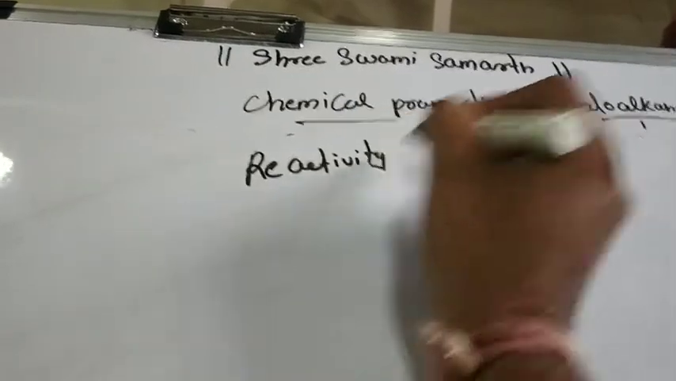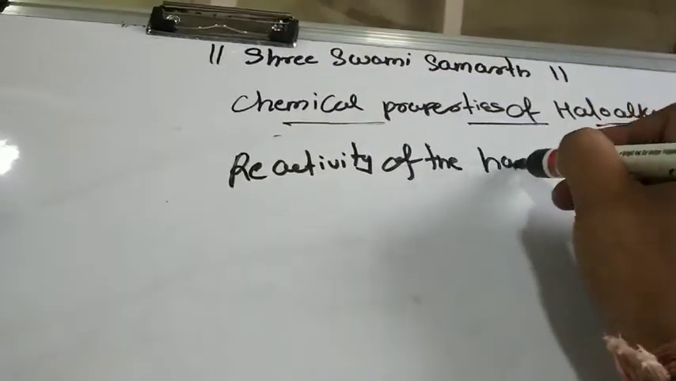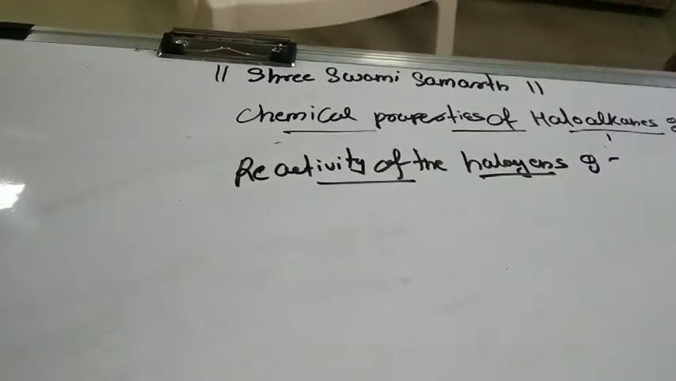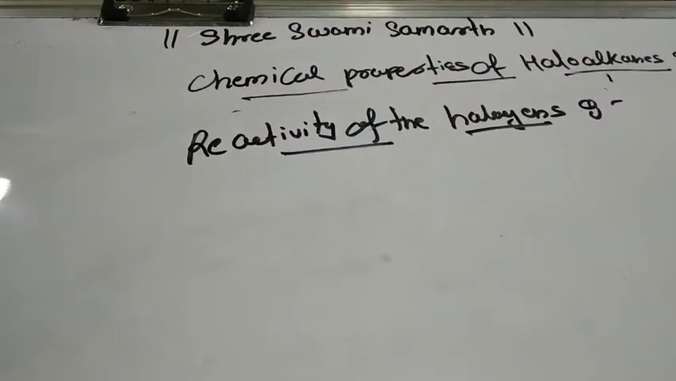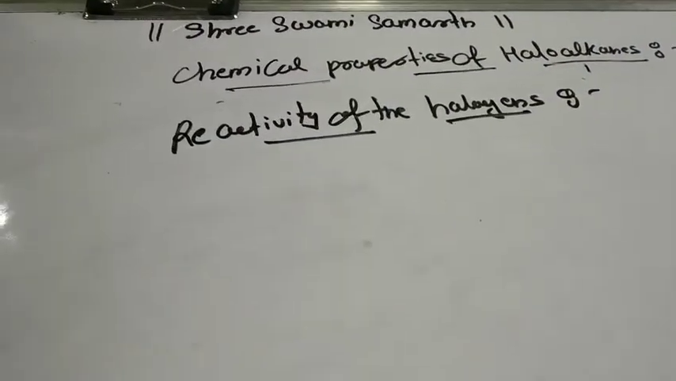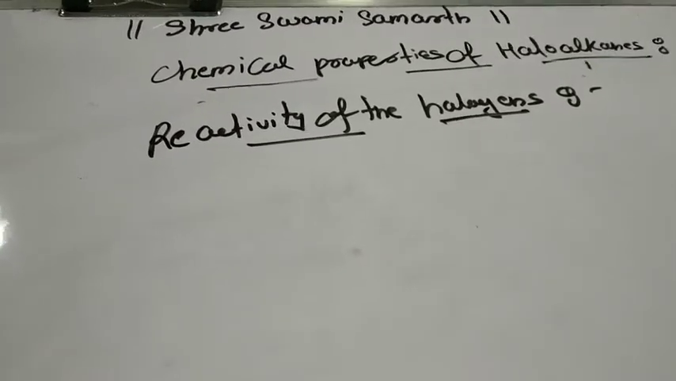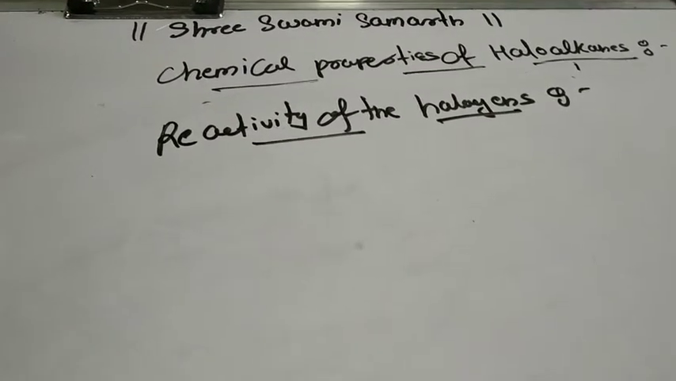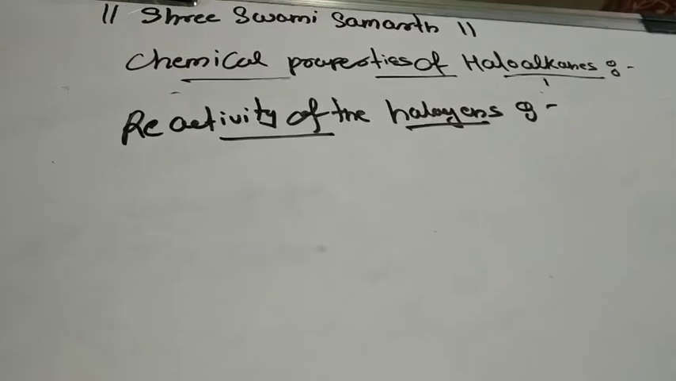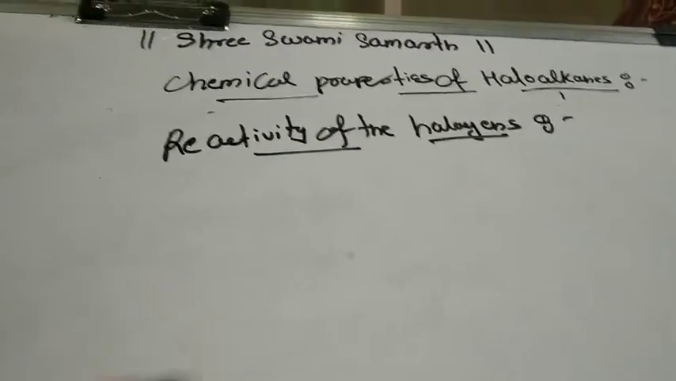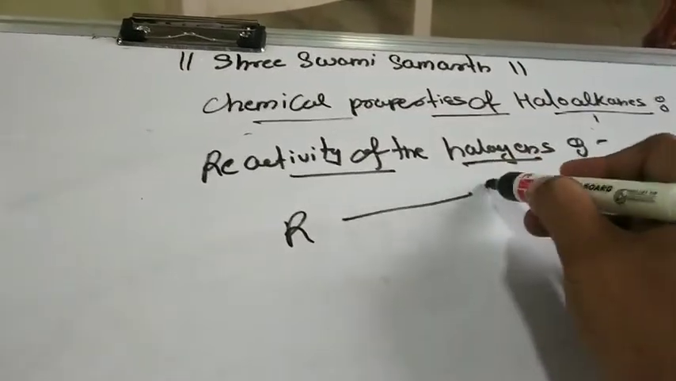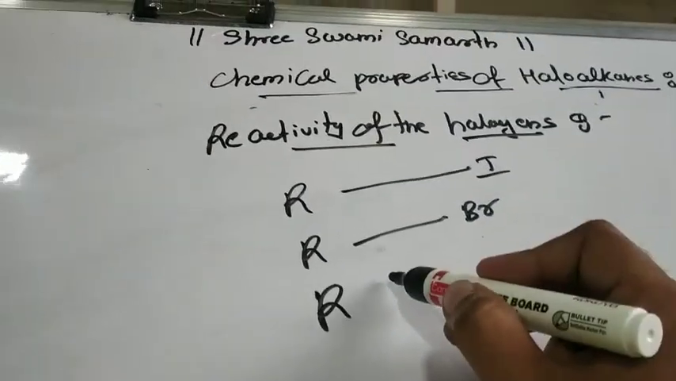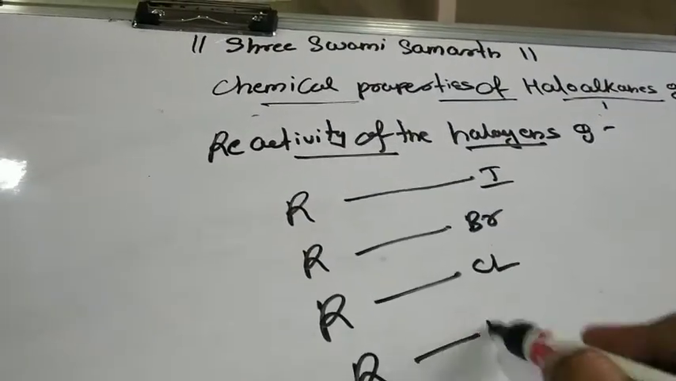Reactivity of the halogens, this is very important. I had already told you about this when I was telling you about the trends, right? The reactivity trend: we know that R-I is the most reactive and R-F is the least reactive. Now why does it happen so? In order to understand this, we have to understand the bond length, right? So what is the bond length in this case? See, we all know that R-I has the highest bond length, then R-Br, then R-Cl, and then R-F, right?